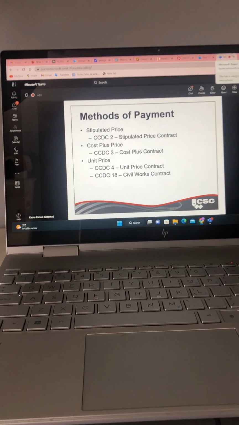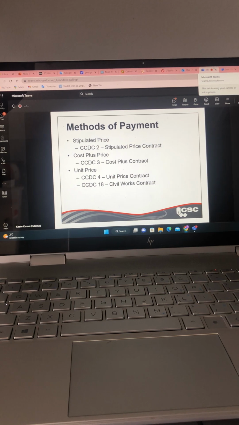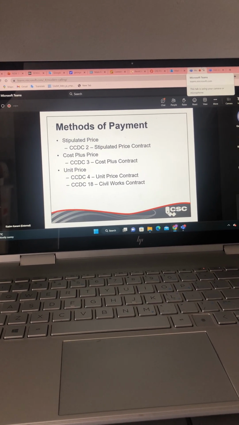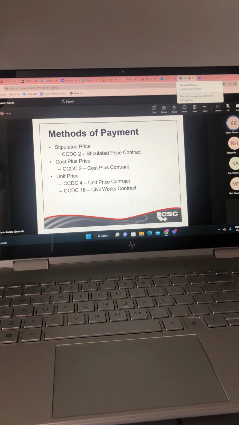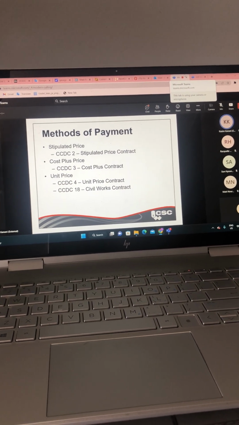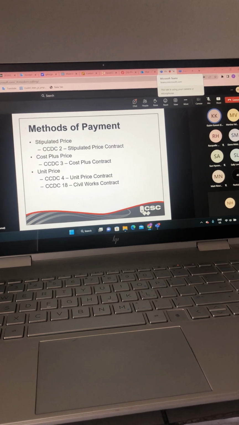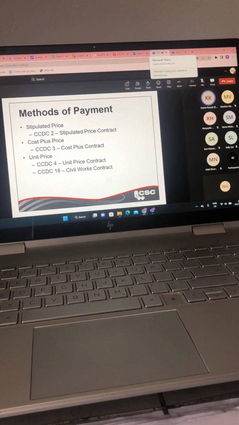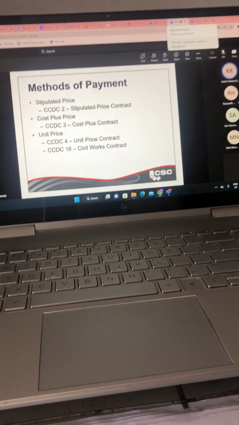The last method is the unit price contract, and this is typically used when the type of work required is known and specified in the contract documents, but the quantities are not known when the contract is entered into. The amount payable per single unit of work is as stated in a schedule of prices.